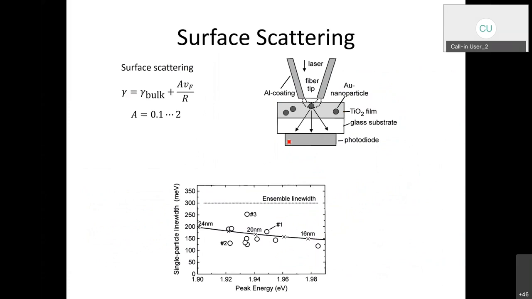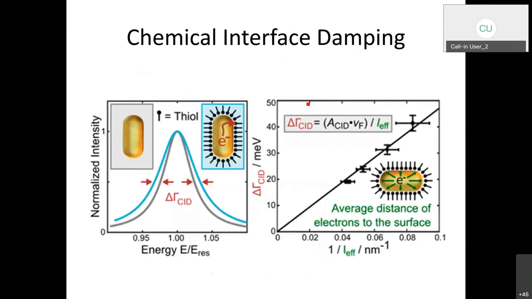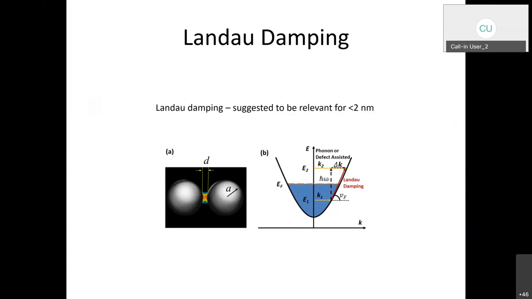You can also have some surface scattering, but again, it's not really clear that this is a real effect in metals. Some near field studies have suggested that it actually isn't playing a role. Of course, if you do coat your metal with a chemical, some sort of thiol or something like this, or CTAB, you can have something called chemical interface damping, where electrons are transferred at the surface, and this can lead to some increased damping, so you want to have pristine surfaces if you want to get rid of this. There's also Landau damping, which allows electrons to scatter higher up in the conduction band.